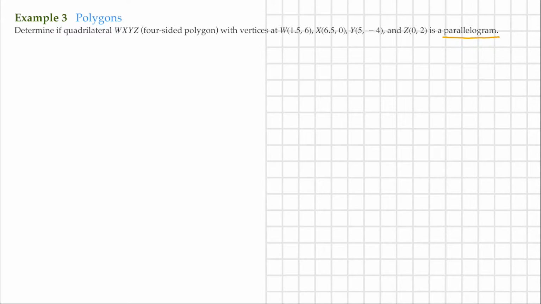So I'm going to go ahead and put in my axes here. Here's my y-axis, my vertical axis. And of course, here is our horizontal axis, our x-axis. So I'm going to plot each one of these vertices, each one of these points. W is at 1.5 and 6. 1, 2, 3, 4, 5, 6. So this is W.